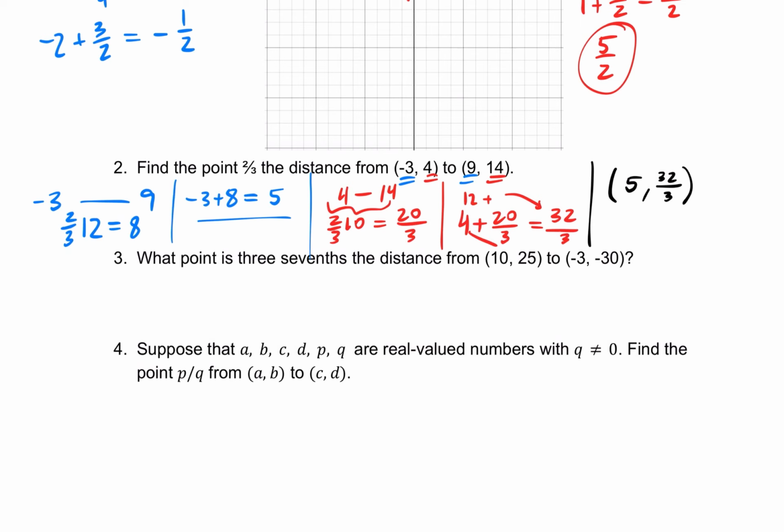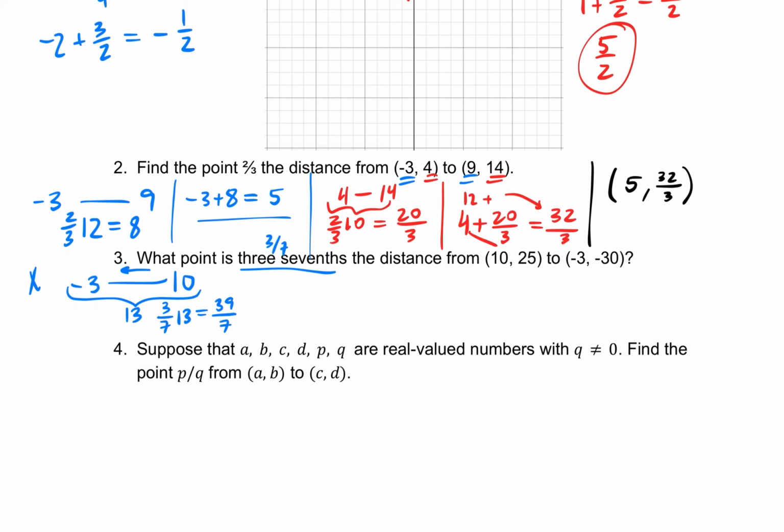So, what point is 3/7 the distance from 10, 25 to negative 3, negative 30? So same thing here. I'm doing the exact same business we've been doing. My x direction, I want to go from 10 to negative 3. So I'm really going backwards. Notice in this problem, I'm going from 10 to negative 3. I'm going backwards. I want to go 3/7 the distance, which is 3 over 7. To do this for the x direction, I'm going to first find how far they're apart. Looks like they're 13 apart. Okay, then I want to take 3/7 of 13, which is 39 over 7.